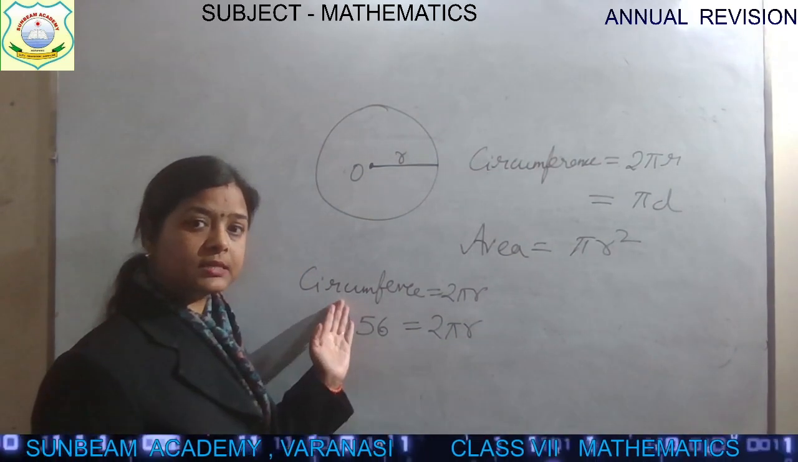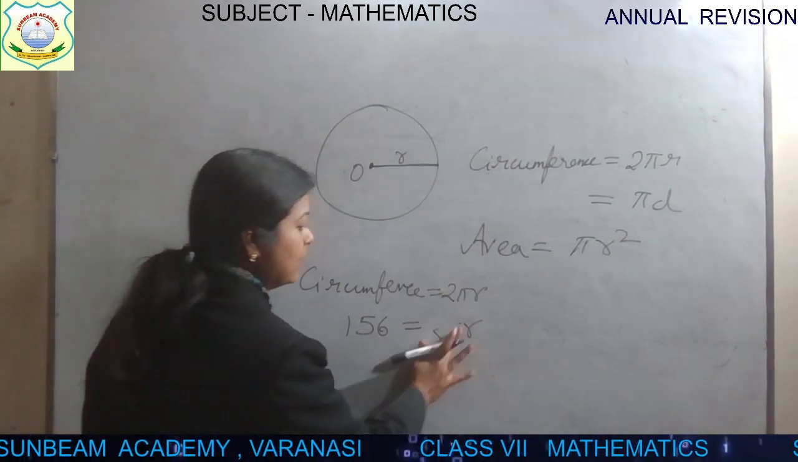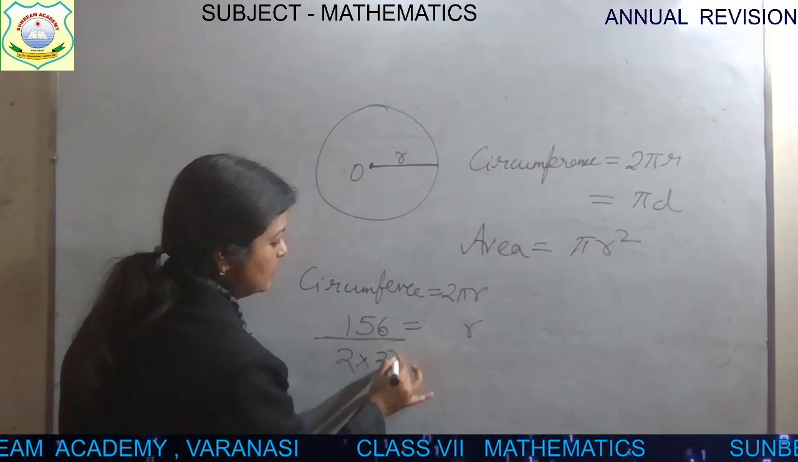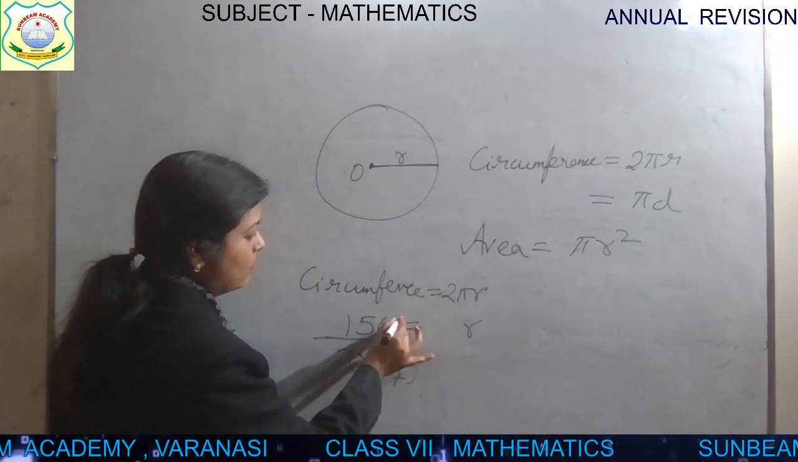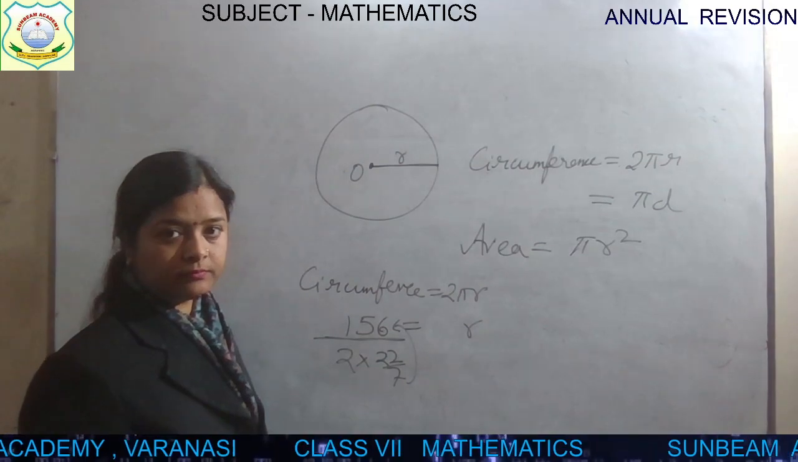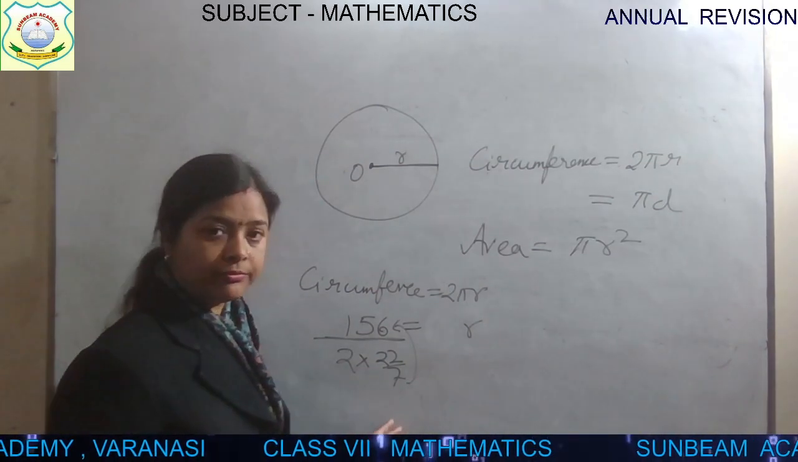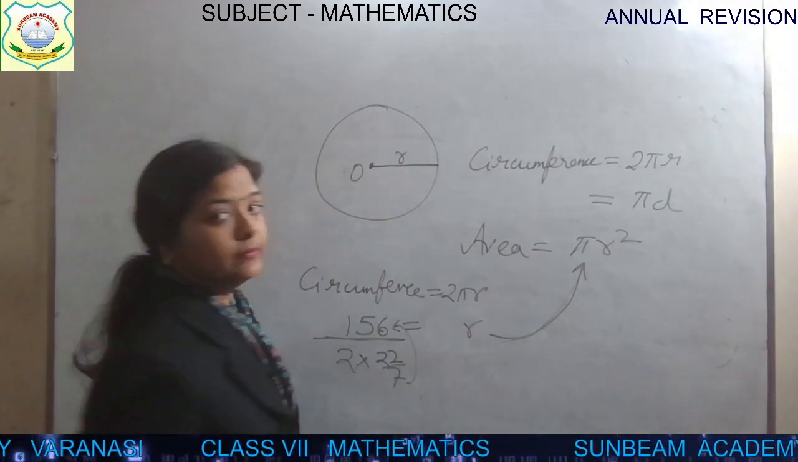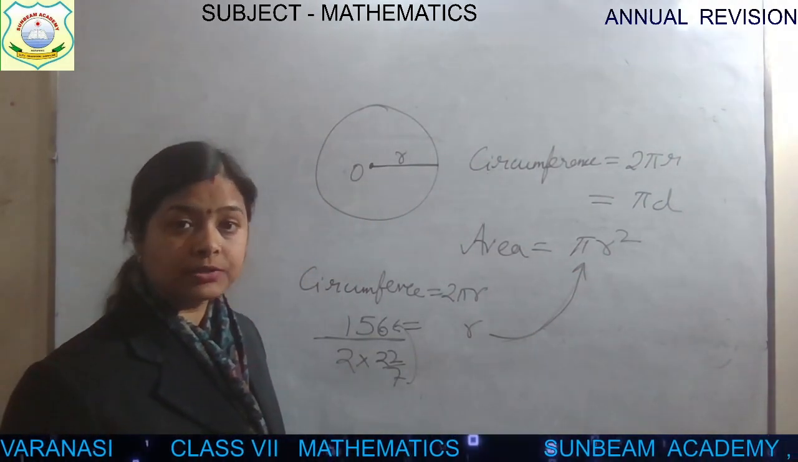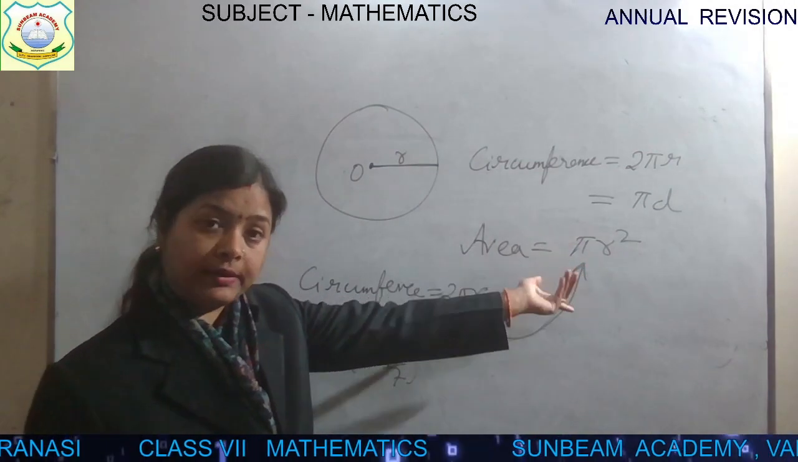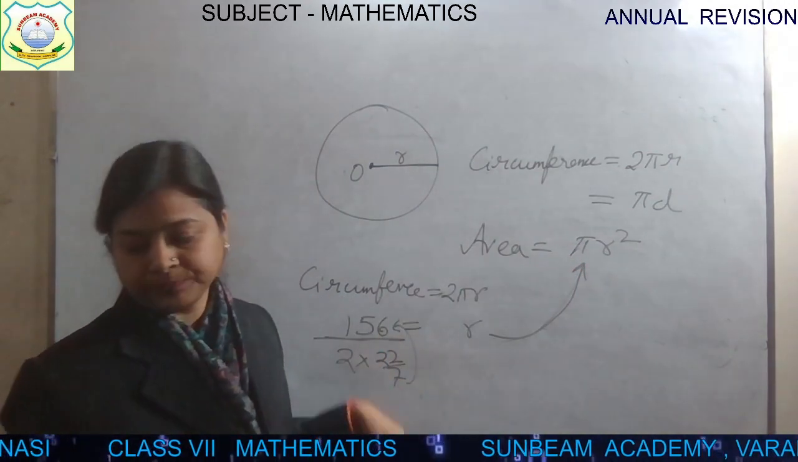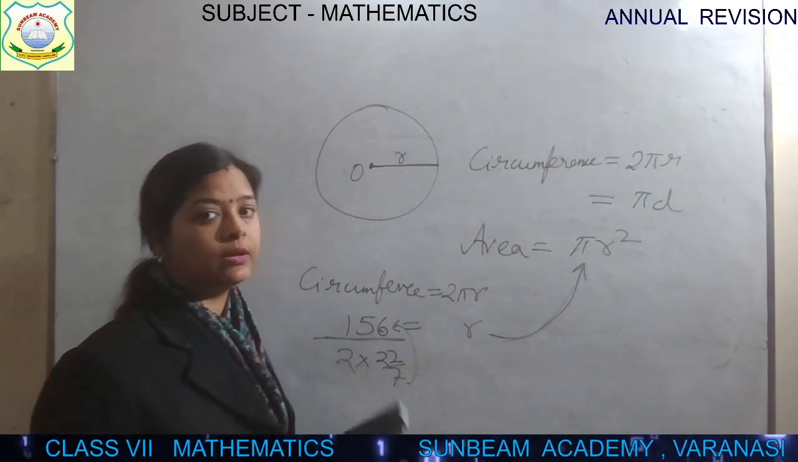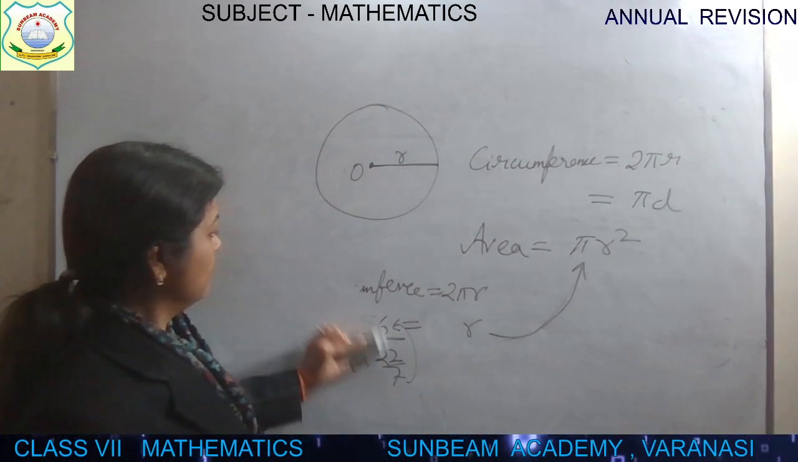If circumference is given, we can find the radius, because 2 pi will now be transposed to this side. This is 2 into pi. Pi is 22/7 where 7 will go and multiply in numerator. So in this way you can find the radius, and once you find the radius, substitute the value in the area formula, pi r square. Only r is needed, children, so we can find by using the formula. So if the circumference is given, you can find the area, or if the area is given, you can find the circumference.